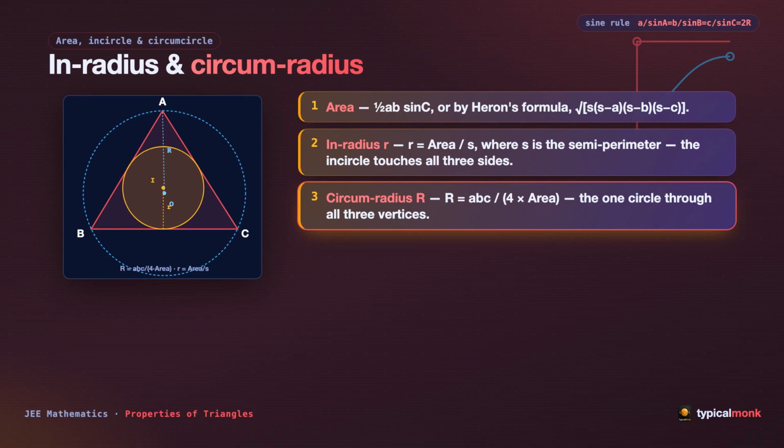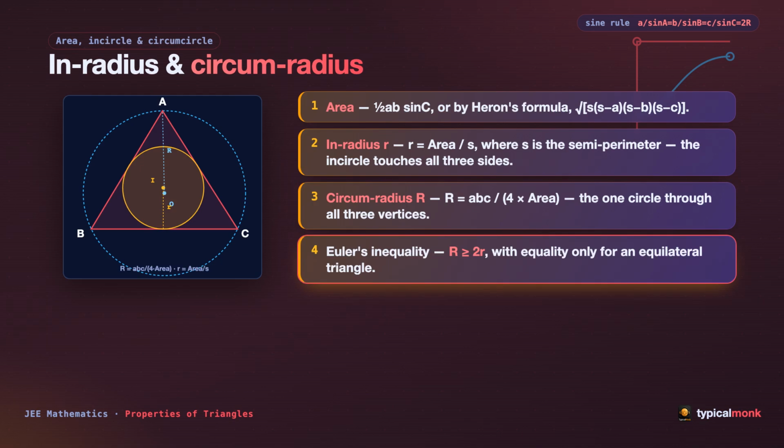Third, the circumradius R equals a times b times c, divided by 4 times the area, the radius of the one circle passing through all three corners. And fourth, a beautiful inequality named after Euler. R is always at least twice r, and the two become exactly equal only for one triangle, the equilateral one.